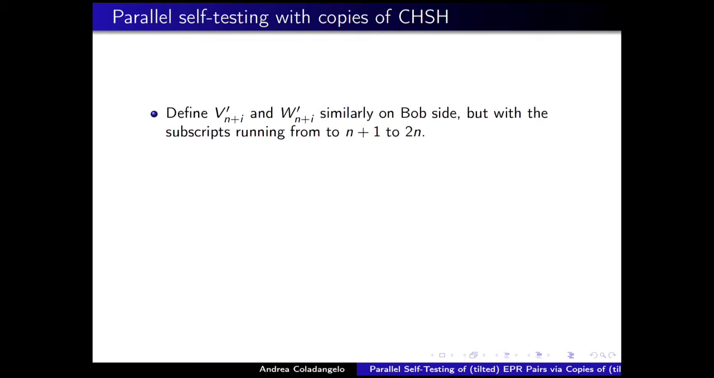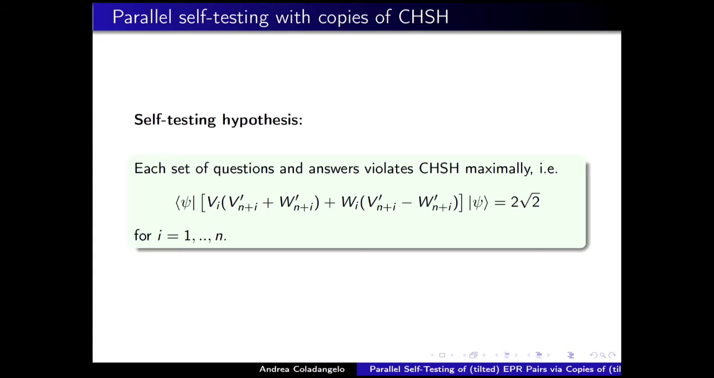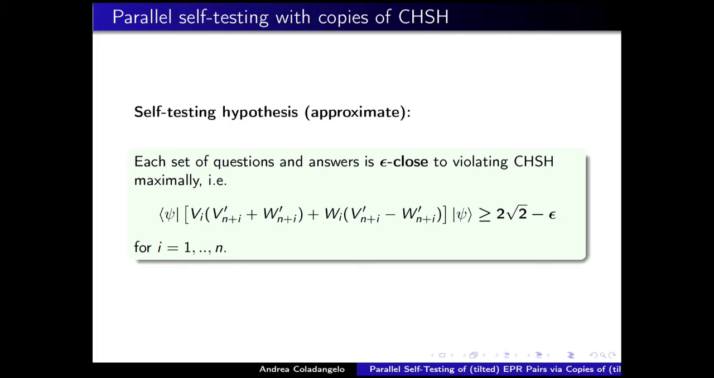And now, with a little thought, you'll agree with me that the condition that each set of question and answers violates CHSH maximally can be stated like this. Let me pull this up on its own. So this is our self-testing hypothesis. Each set of question and answers violates CHSH maximally.